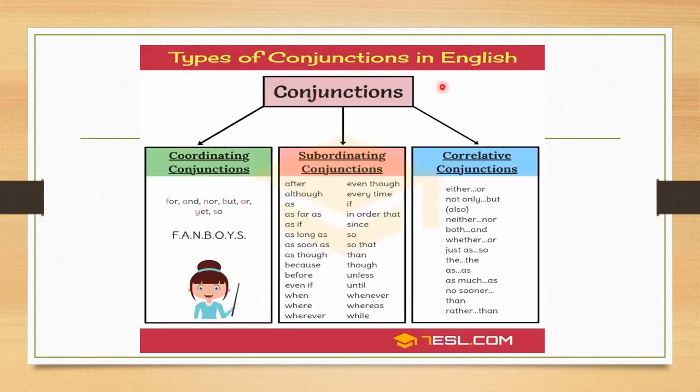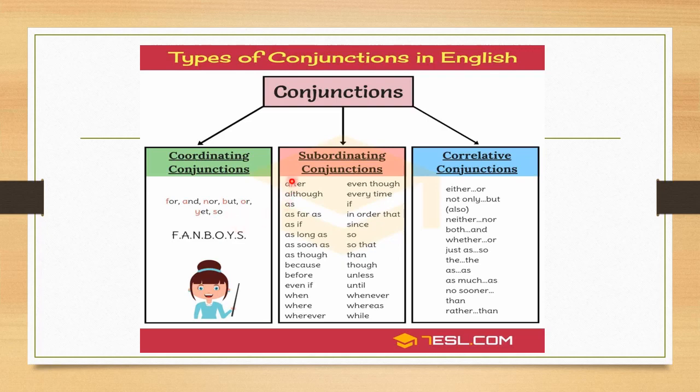Types of conjunctions in English: coordinating conjunctions, subordinating conjunctions, correlative conjunctions. Although subordinating is not given in your book, you just have to know how many types of conjunctions there are. It is for your introduction that there are three types of conjunctions: coordinating, subordinating, and correlative. For coordinating, you have to remember this word FANBOYS, in which F stands for for, A stands for and, N stands for nor, B stands for but, O stands for or, Y stands for yet, and S stands for so. So they are coordinating conjunctions.